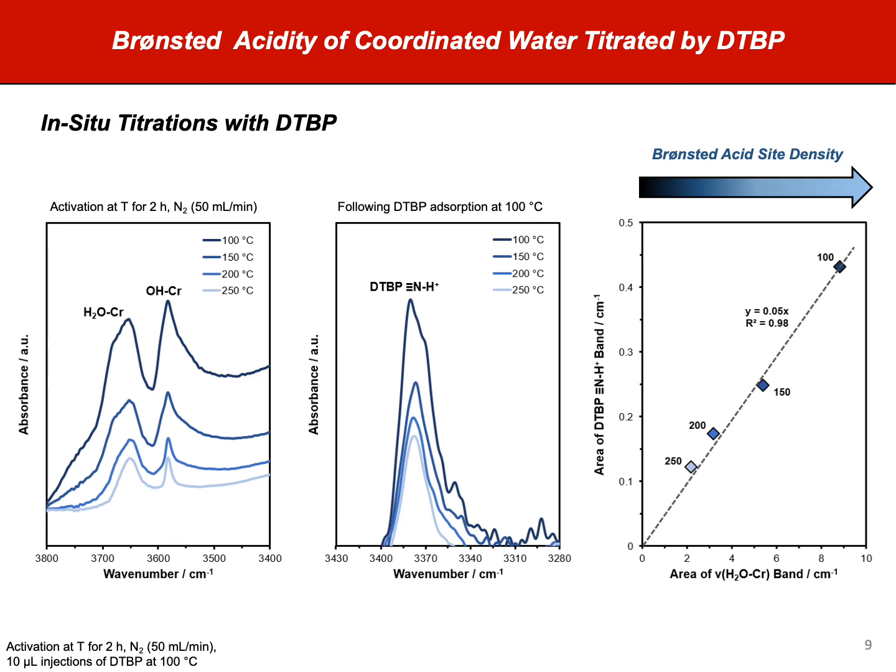So we do see evidence of Brønsted acidity originating from water ligated to the chromium atoms. And as we've already discussed, the area of the water peak goes down monotonically with increasing treatment temperature, and so does the peak corresponding to NH vibrations from DTBP. In fact, the area of the DTBP NH band correlates linearly with the area that corresponds to the water on chromium.